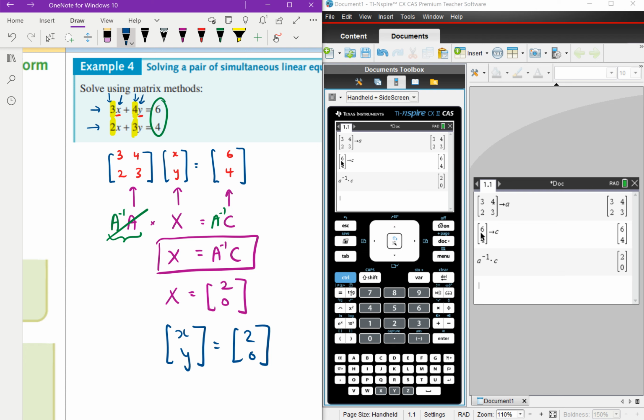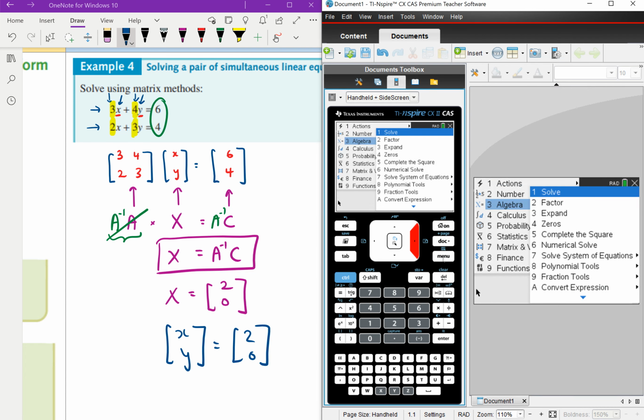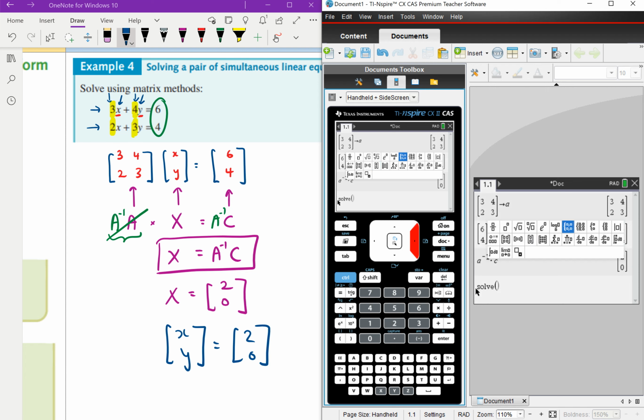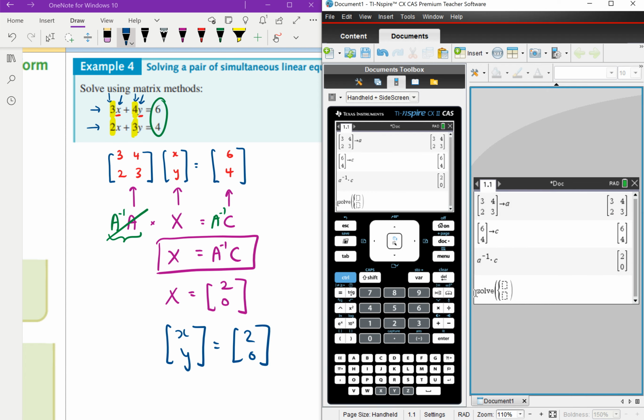Okay, now if you have other methods that you remember from year 9 and 10, you could have done menu, algebra, solve. You could have done that, menu, solve, and typed the two equations in. So if I typed these two, 3 times X plus 4 times Y equals 6, comma down, 2 times X plus 3 times Y is equal to 4, comma X, comma Y.